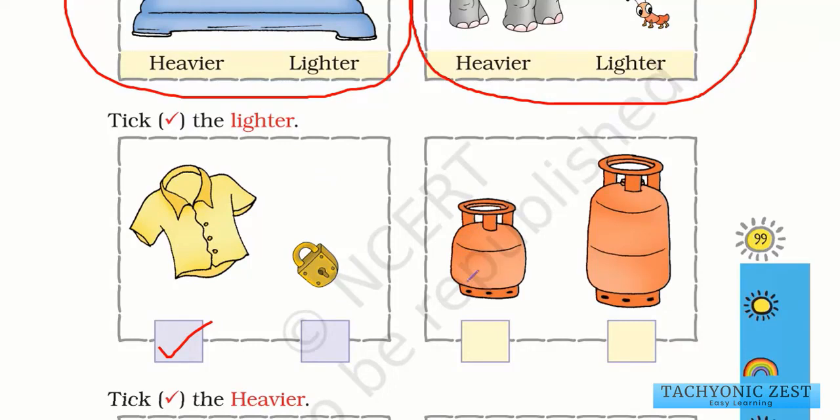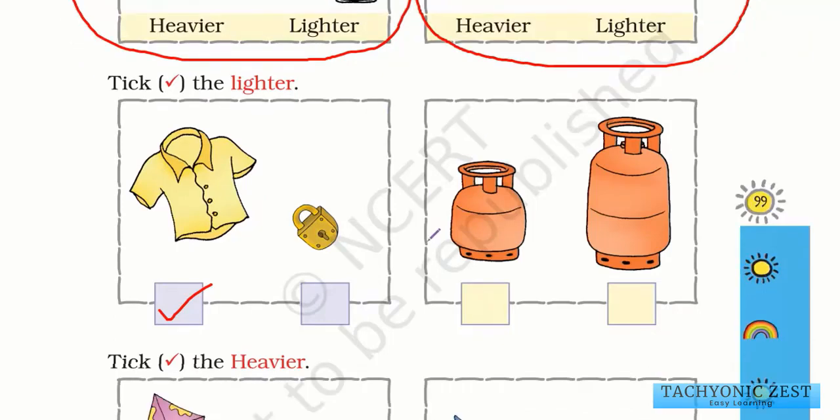These are two gas cylinders which are given. We have to take the lighter one among them. Among these two objects, the one that is lighter is this one. So this one is the right answer.